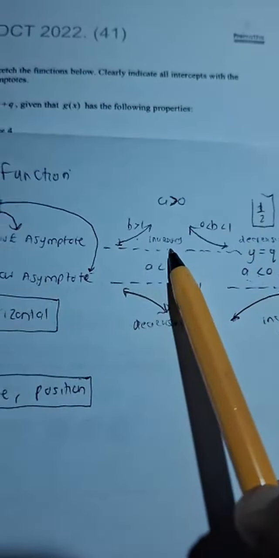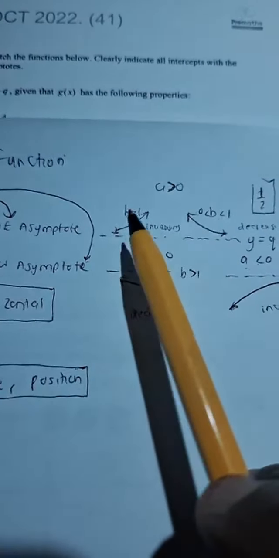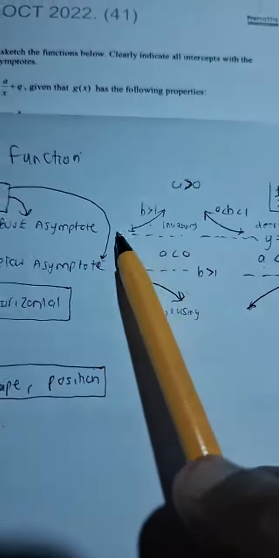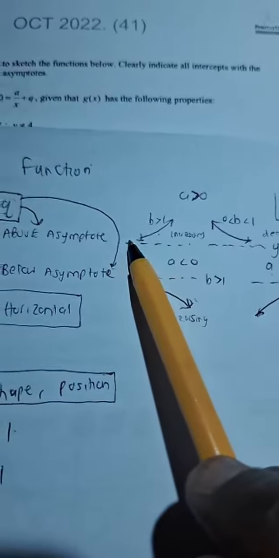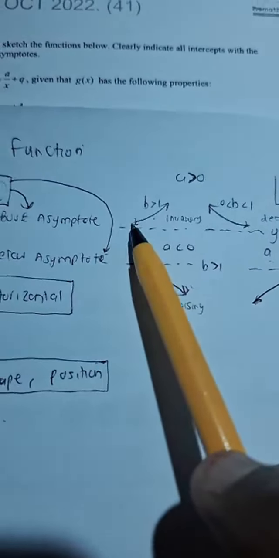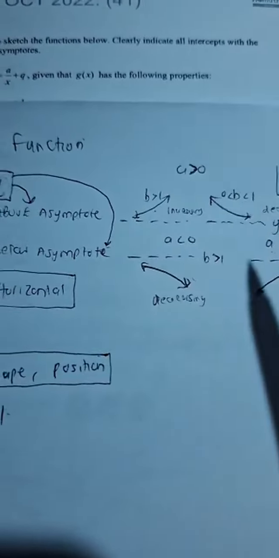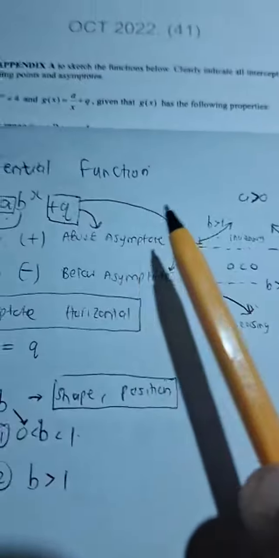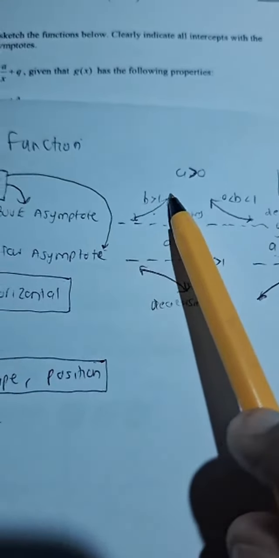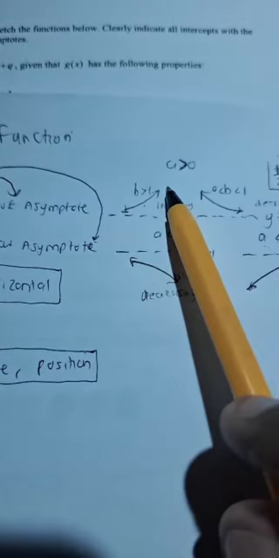What is the asymptote? The asymptote is just a boundary line where the function cannot exist, or which it does not touch. It's like a boundary line, okay? And we usually represent it in this way. It's not a solid line, but it is like a spaced out boundary line, if you know what I mean. Then if a is greater than 0 and b is greater than 1, we have an increasing function above the asymptote.